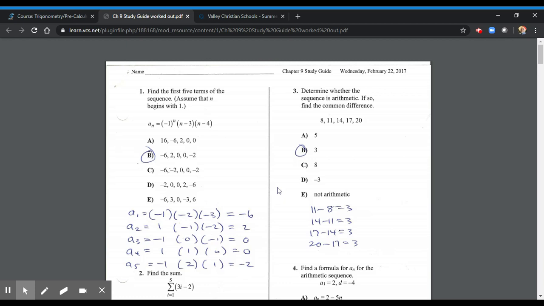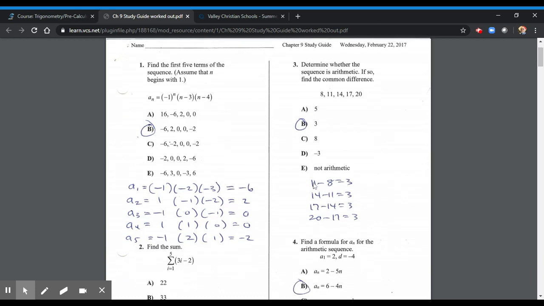All right, let's take a look at 3. Determine whether the sequence is arithmetic. By the way, on number 1, it's a sequence, but it's neither arithmetic nor geometric. Now determine whether this sequence is arithmetic. So does it have a common difference? Well, 11 minus 8 is 3, 14 minus 11 is 3, 17 minus 14 is 3, 20 minus 17 is 3. So yes, it does have a common difference of 3.